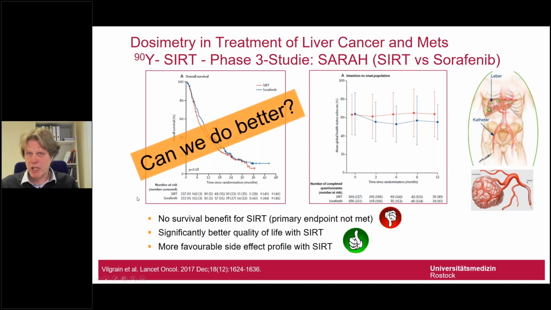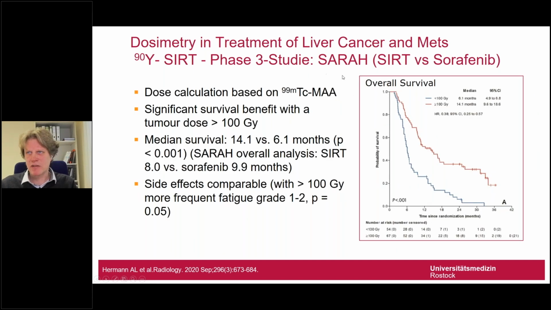So the question was, can we do better? Based on the results of the XERA study, there was a further evaluation of the dose calculation, which was based on the well-known technetium MAA scans. This further analysis showed that there is a significant survival benefit if there was a tumor dose higher than 100 gray. In these cases, the median overall survival was 14 months compared to 6 months. So you see that the dosimetry that leads to a tumor dose of more than 100 gray can significantly improve the overall survival.